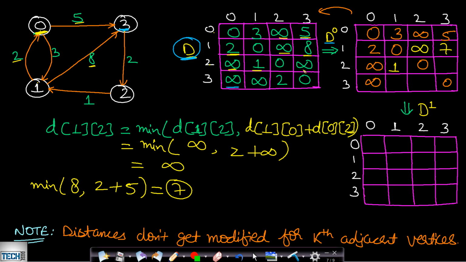So 2 to 3 already known distance is infinity. So we will take minimum of infinity, comma, and from 2 to 3 via this 0 it will be 2 to 0, and then from 0 to 3. So 2 to 0 is also infinity, plus whatever the value is, we don't care actually. So this will come out to be infinity. We will write here infinity.